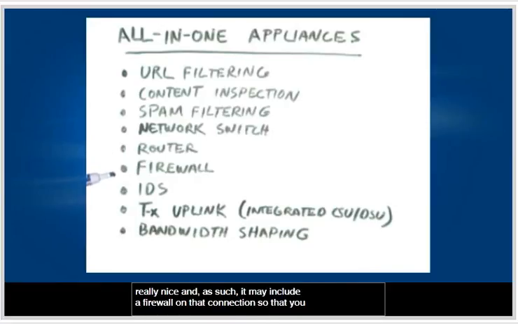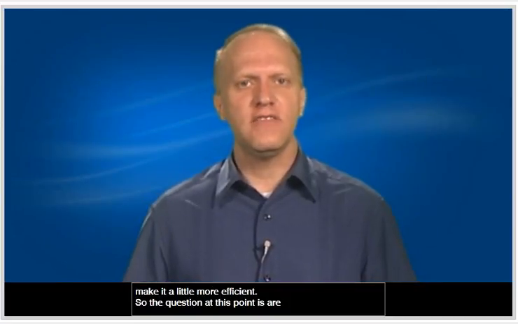And as such, it may include a firewall on that connection so that you can set up firewall rules and you can log connections going in and out of the firewall. It may also include an intrusion detection function to identify intrusion attempts. It may even include an uplink, for example, your T1 line through an integrated CSU/DSU. And some of them, the company I did some work for, included this in their all-in-one appliance. That's bandwidth shaping, which basically allows you to prioritize certain types of network traffic in order to make it a little more efficient. So the question at this point is, are these all-in-one security appliances a good thing?